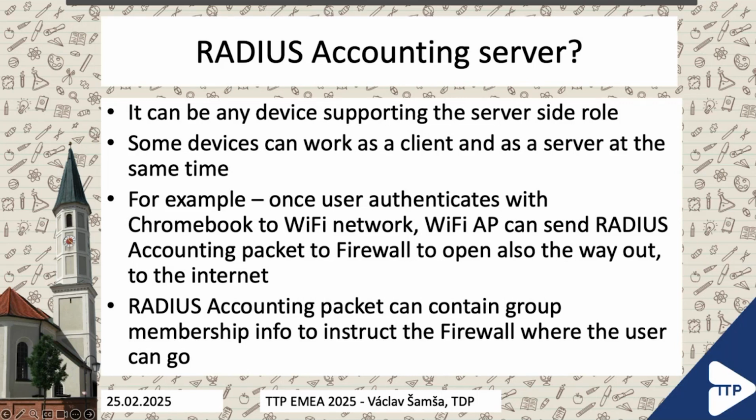That makes sense. Some devices can work as a client and as a server at the same time, because if you have a firewall, it would be great if on one side you can send the packets when users connect to VPN, but because it's a firewall and it does everything for you, it also would be great if it can receive packets from other devices and open the way out.